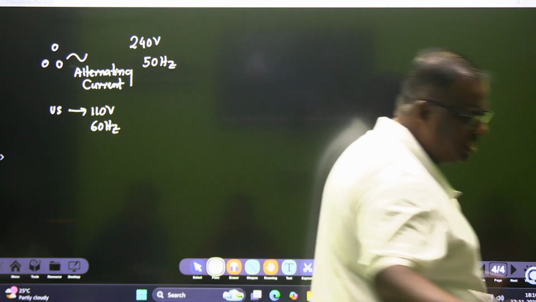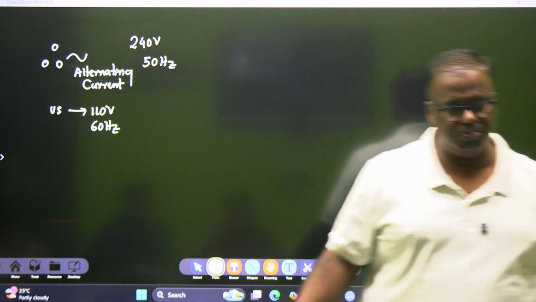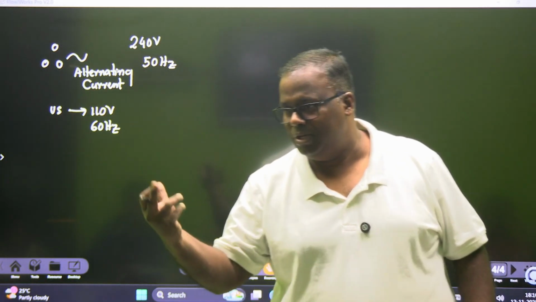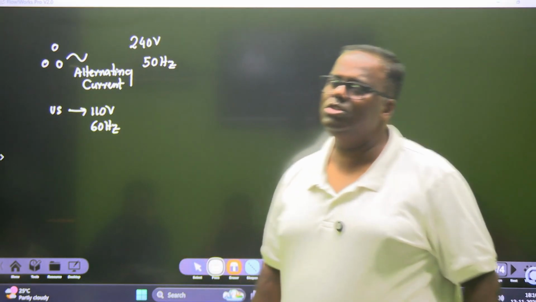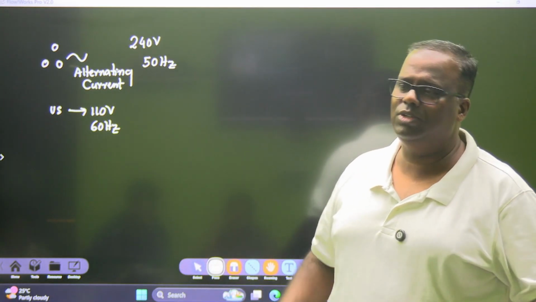So earlier days, all these motors and everything that you have, mixies, we call rotations per minute. Rotation per minute. That can also be RPM, RPS, rotations per second. You can also convert it into cycles per second. End of the day, it is frequency.